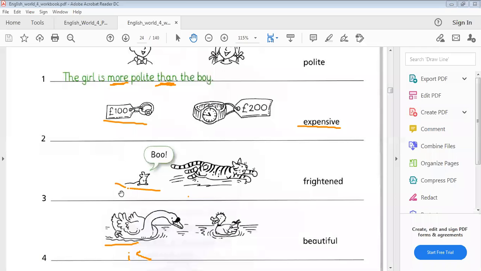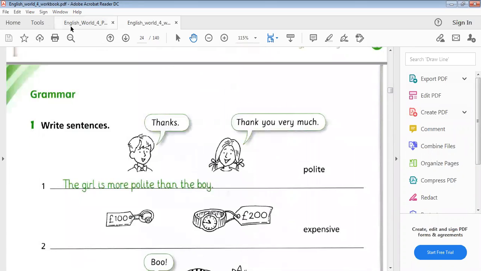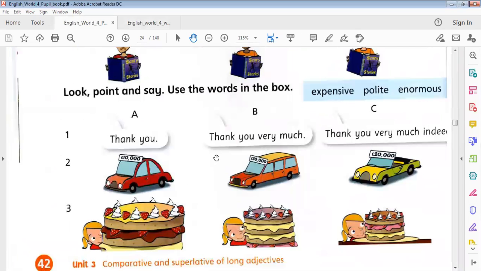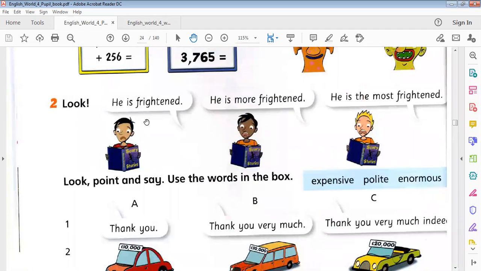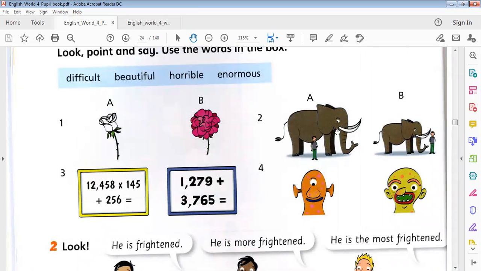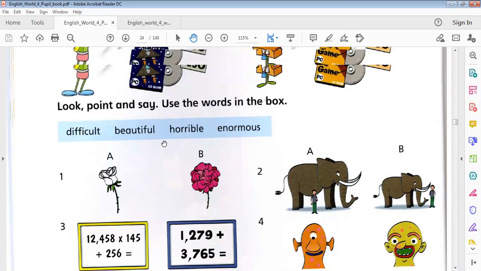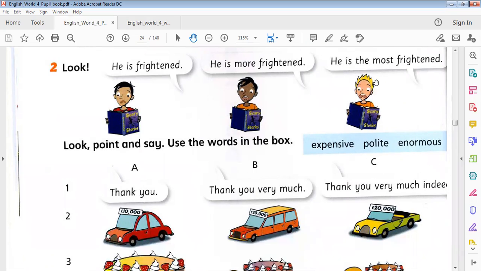Well done. So that was between two things, okay, or two people, two animals, okay. And also we have something else that we call what? Superlative. So in superlative, you see, we have three. Look here, in comparative, we have two: two animals, two monsters, two flowers, two people, two games, you see? But in superlative, we have one, two, three things, okay? You see, he is frightened, he is more frightened, he is the most frightened, okay? The most frightened, okay?